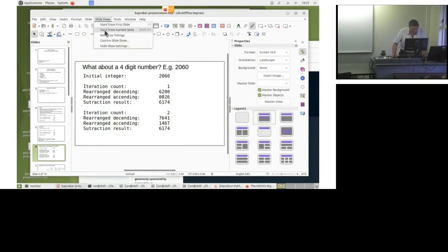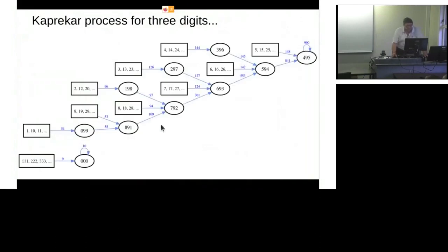I'll just carry on a bit. If you look at the three-digit numbers, this is the tree of how they all end up with 495 in the top right-hand corner. Okay, so if I have a number that ends in 5, 15, or 25 in that top box there, there's 148 of those sorts of numbers between 100 and 999, and they will get to 495 in one iteration. Get me? That sound right? And 495 will loop on itself.